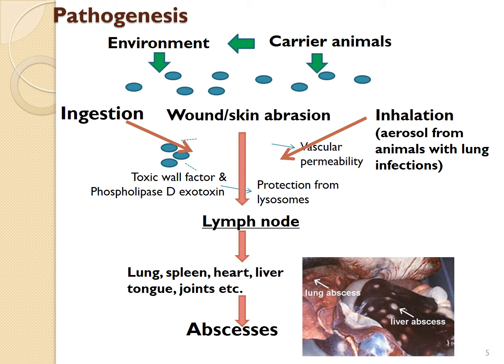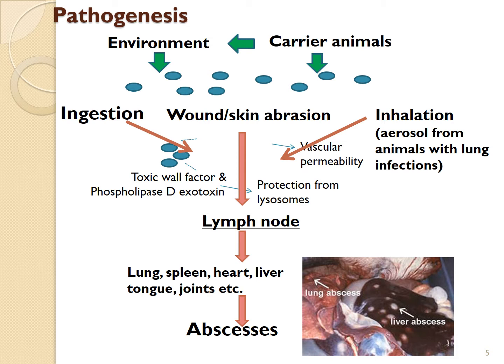Carrier animals are the main reservoir for this infection. The environment is contaminated by infected, active carrier animals. When abscesses rupture, infection occurs via damaged skin or mucous membranes. Other routes of infections are inhalation of aerosols from animals with lung infections or ingestion of contaminated feed or water.